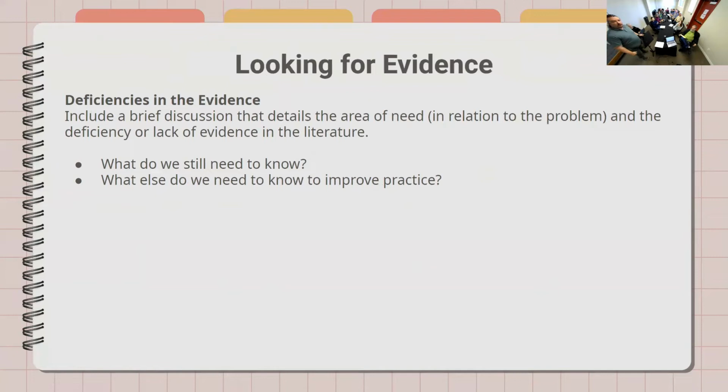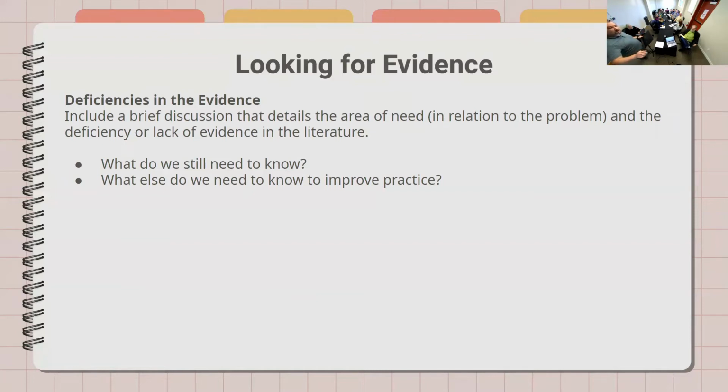All right, so looking for evidence, the deficiencies in the evidence. What does this mean? It means that there's something that we as in the church still need to know about this. We haven't figured it out yet. There's a deficiency in the literature itself. What else do we need to know to improve practice?